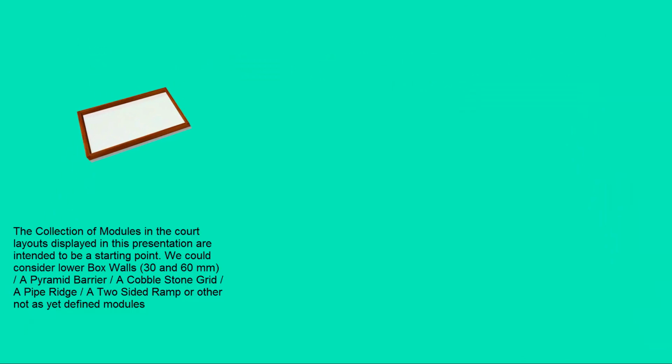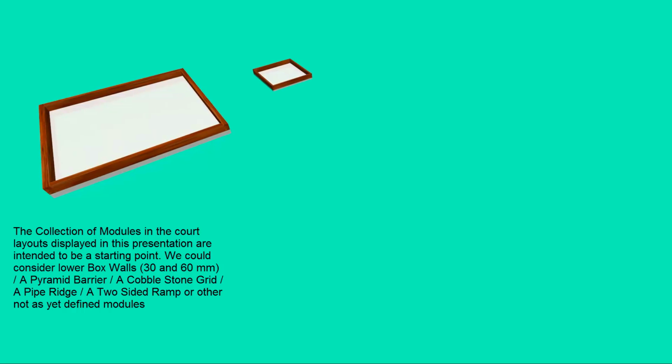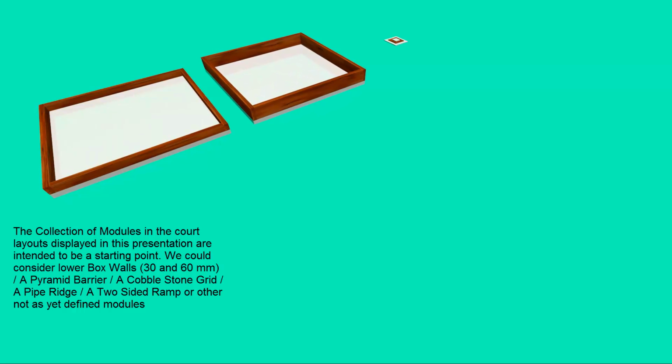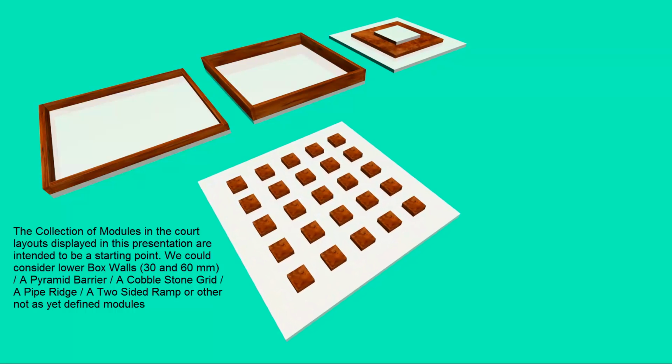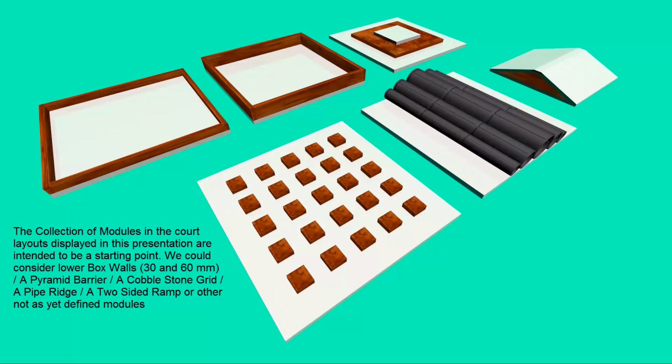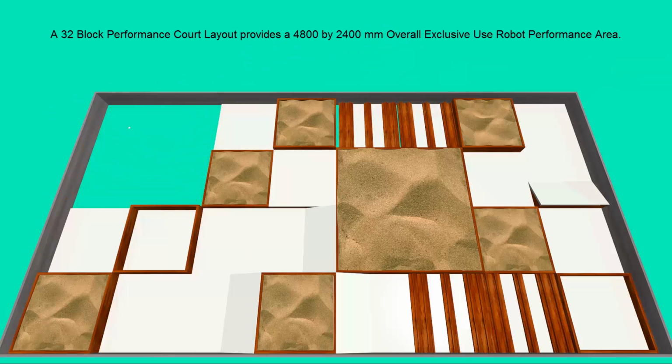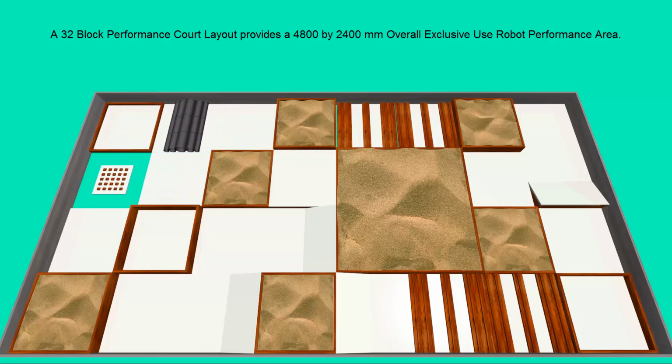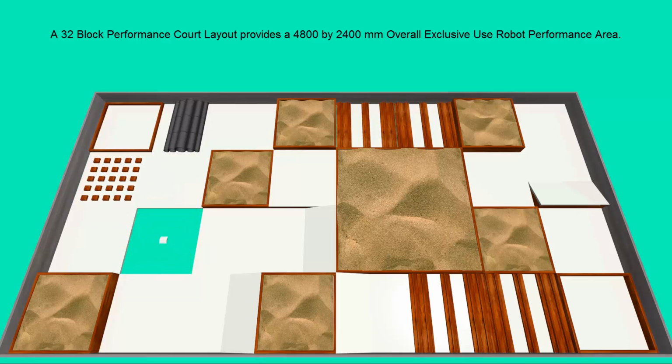The collection of court modules displayed in the court layouts shown in this presentation are intended to be a starting point. We could consider lower box walls, 30 and 60 millimeters, a pyramid barrier, a cobblestone grid, a pipe ridge, a two-sided ramp, or other not as yet defined modules. A 32-block performance court layout provides a 4,800 by 2,400 millimeter overall exclusive use robot performance area.